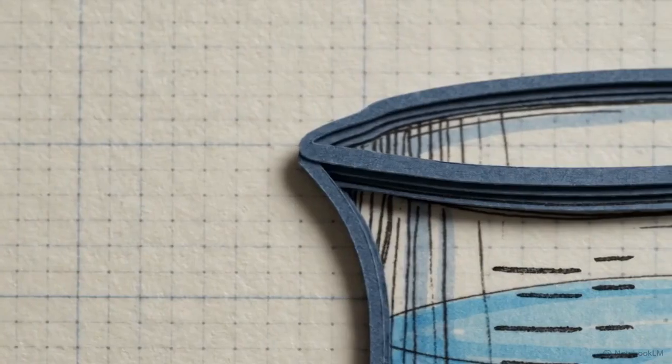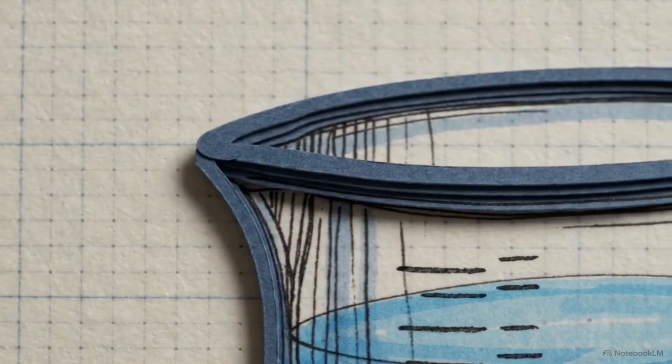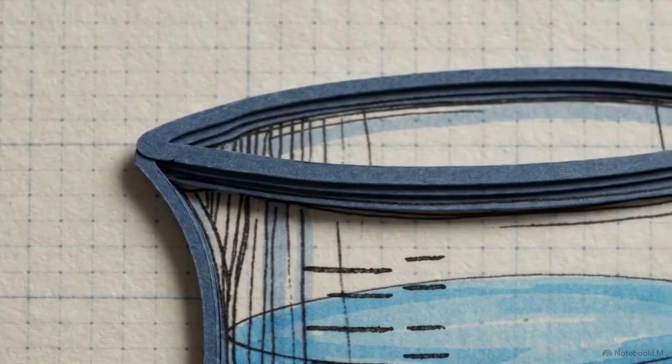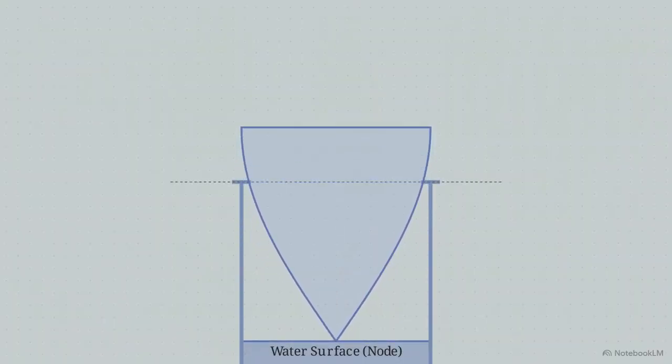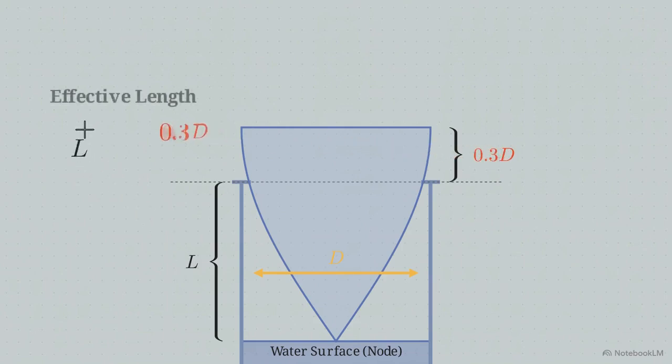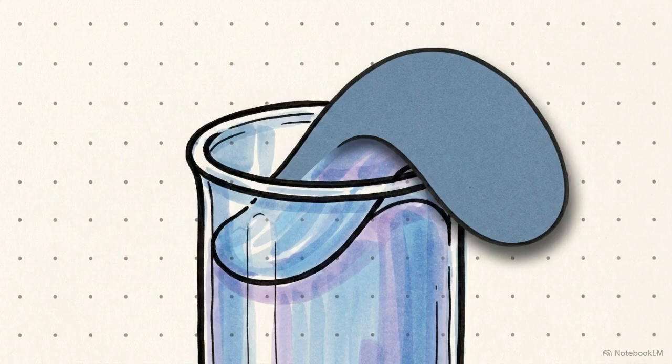The first crack in our perfect math comes down to how sound behaves right at the exit of the tube. In reality, a sound wave doesn't stop flush with the glass rim, it bulges out slightly. This invisible overhang is the end correction. To fix our measurement, we add this bulge, roughly 30% of the tube's physical diameter, to our original length. Sound refuses to be neatly boxed in by our glass cylinder. We have to map the wave as it spills into the air outside.